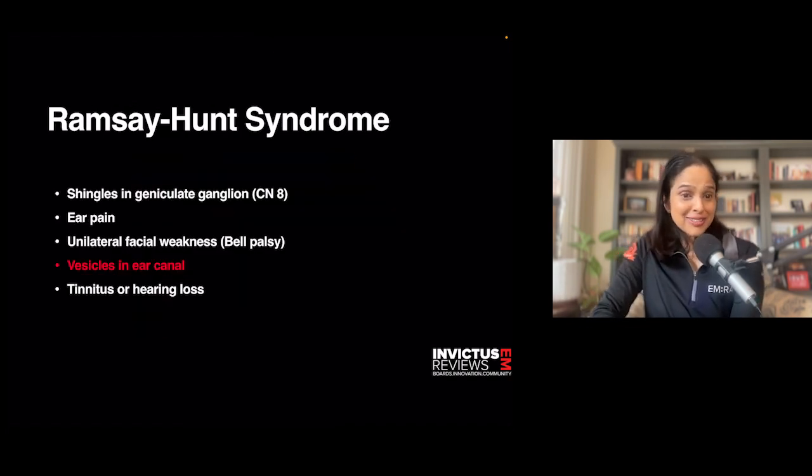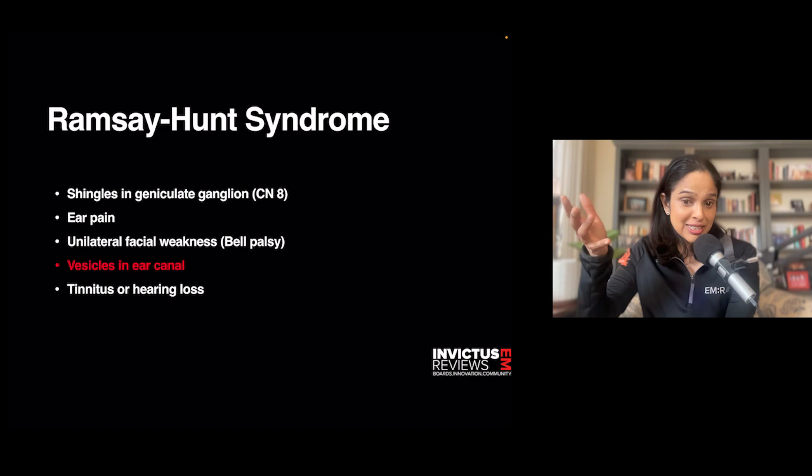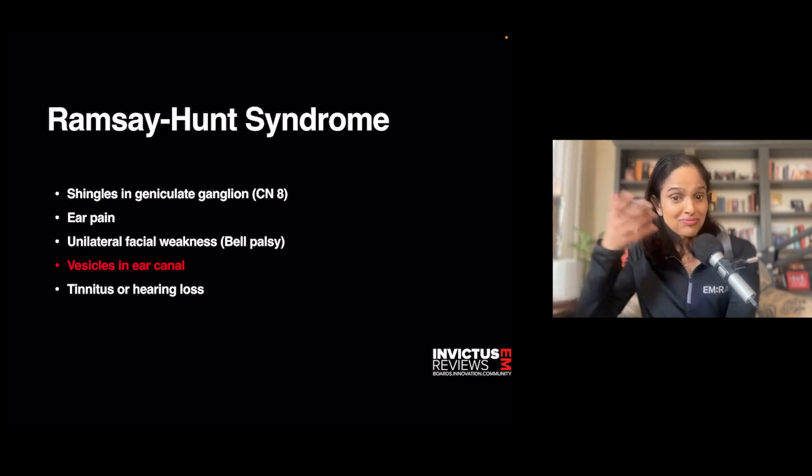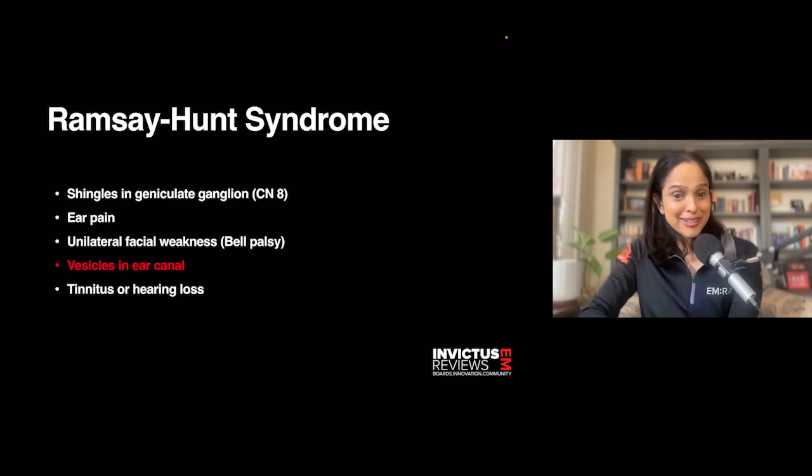Ramsay-Hunt is another one of these named syndromes associated with zoster. And this is where they get shingles in the ear. And so it's affecting the geniculate ganglion. It can cause ear pain, a Bell palsy. Vesicles in the ear canal is the tell, so you're going to have to look. And it can also be associated with hearing loss, tinnitus, or dizziness. And so you should always look in the ear when somebody has unilateral facial weakness, because then you could be the hero that diagnoses Ramsay-Hunt.